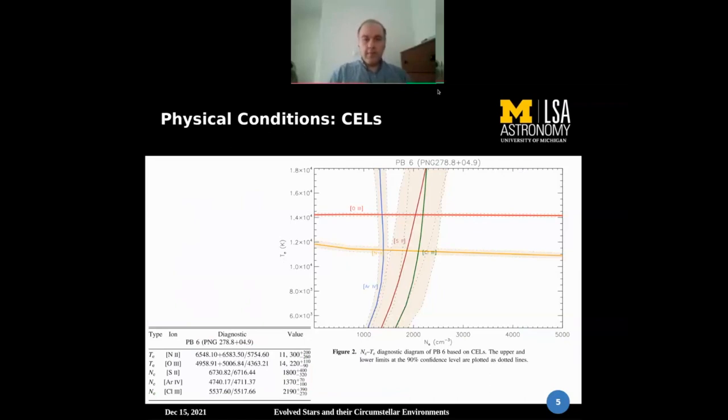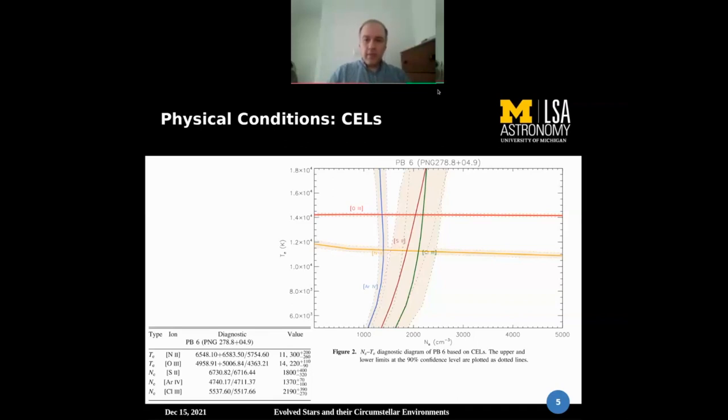This derived flux emission was used to obtain the physical conditions, and I obtained the nebula electron temperature and density from collisionally excited lines by solving level populations, and then I propagated the uncertainty using Markov chain Monte Carlo methods. In this figure, there is a diagnostic diagram of one of them. You can look at the other ones in the paper.